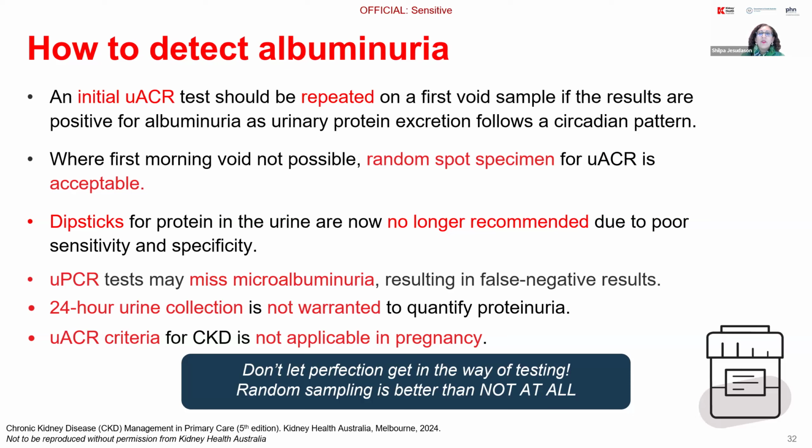Technically, we say it should be on the first void sample, because of the circadian rhythm of protein excretion, but actually a random sample is just fine. We don't generally use dipsticks because you can miss important proteinuria or albuminuria. If you've got nephrotic syndrome and you're hosing out protein, sure, a dipstick's going to pick that up. But for earlier stages, it's not reassuring just to have a negative dipstick. You will miss cases, okay?